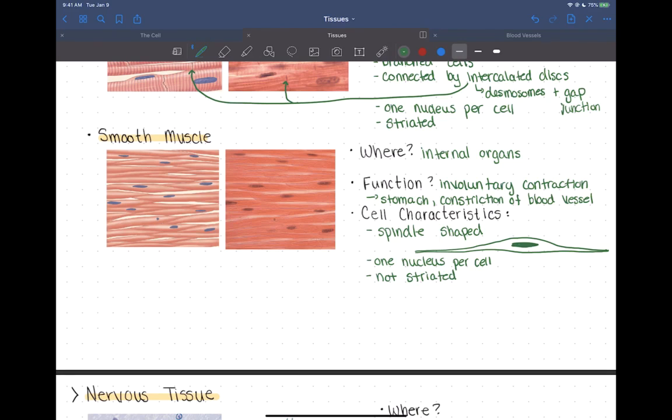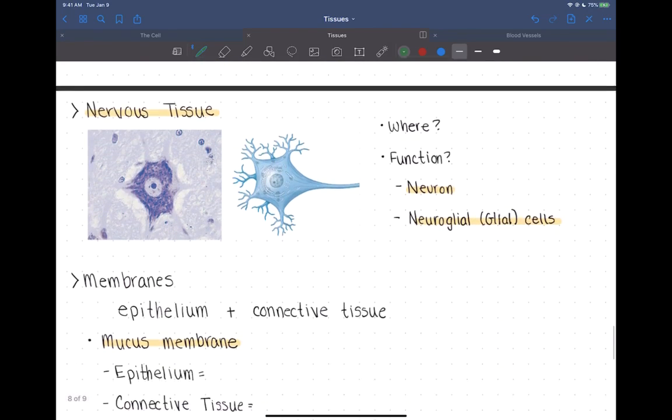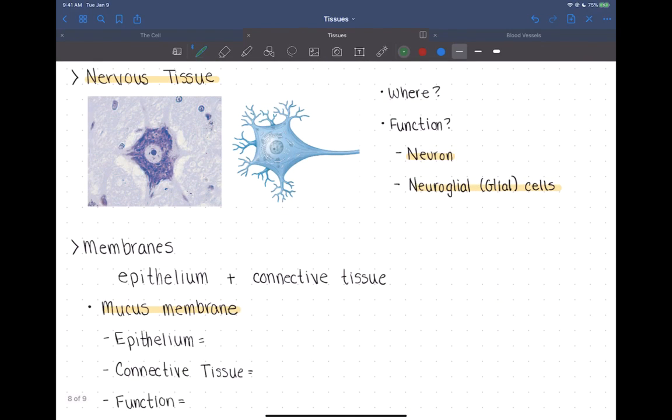So our last category of tissue is going to be nervous tissue. You probably are already guessing where it's going to be found: in the parts of the nervous system. So this would be the brain and the spinal cord in particular. That is where you would find nervous tissue. Its function is going to be to conduct nerve impulses. And actually its function differs based on the two different types of cells that you find in nervous tissue.